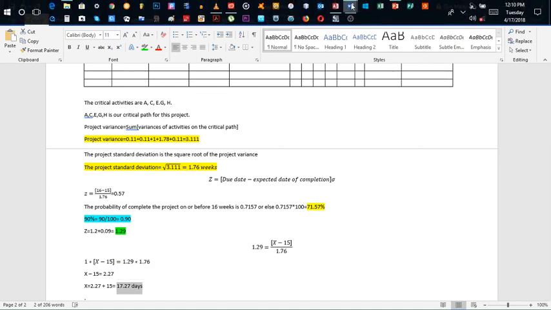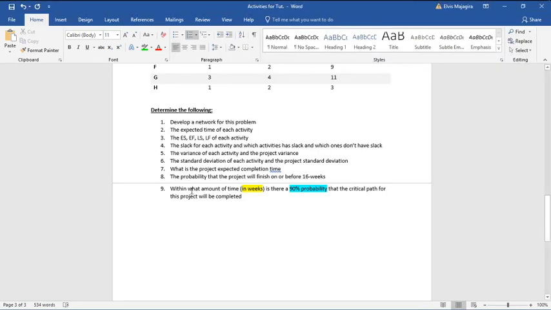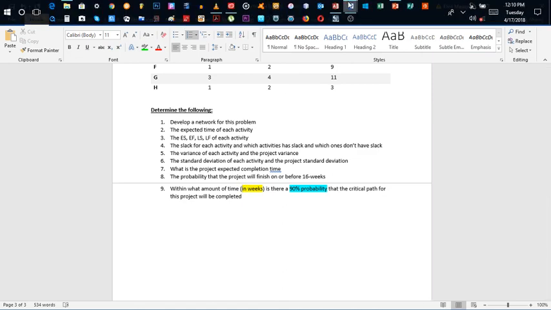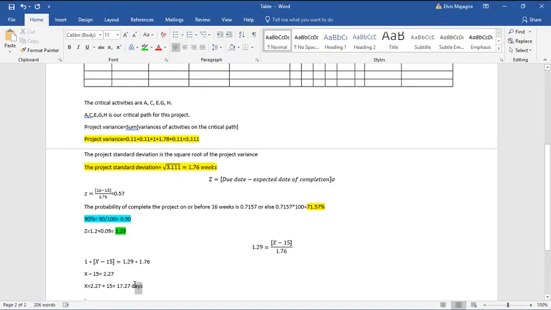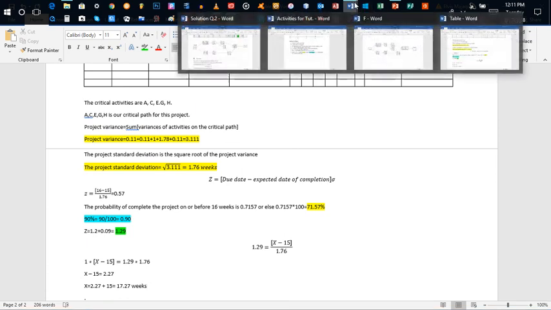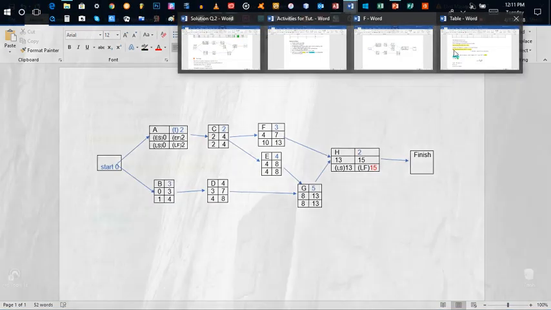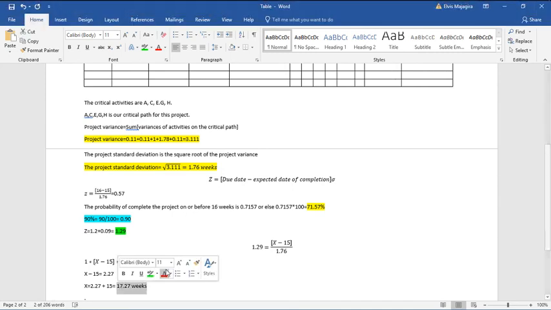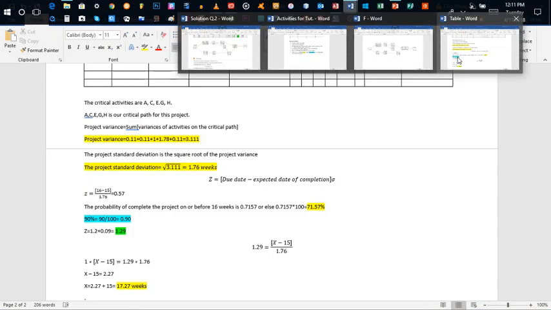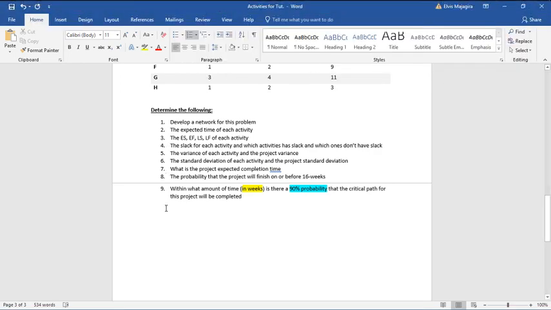We've answered this question here. Within what amount of time in weeks? So this one too should be in weeks. Within what amount of time in weeks is there a 90% probability? So this is our answer, the first one here: 17.27 weeks. Well, I think we've reached the end of our tutorial. We've answered questions 1 to 9.